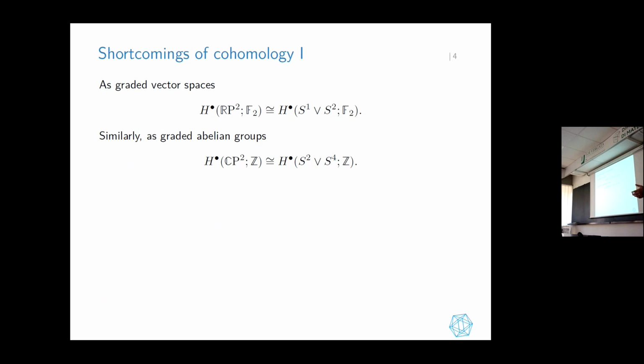That is due to the choice of coefficients. If I choose different coefficients, I would be able to distinguish them, and that is true. But then, let me give you this example. The complex projective plane and the wedge of a 2-sphere and a 4-sphere are spaces whose homotopy types are certainly different, but their cohomology as graded abelian groups is not strong enough to distinguish them. And then you will say, well, there's more information available to us that can distinguish them, and that is the so-called cup product structure in cohomology. That's a very important invariant that is going to be playing a role in this talk.